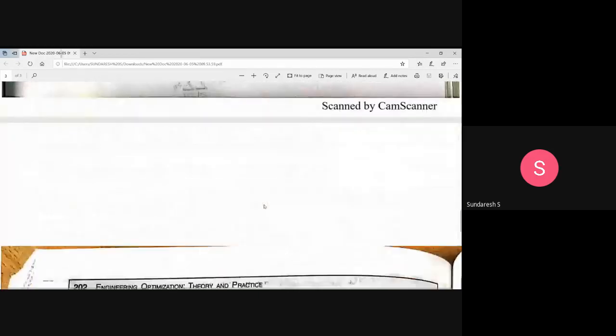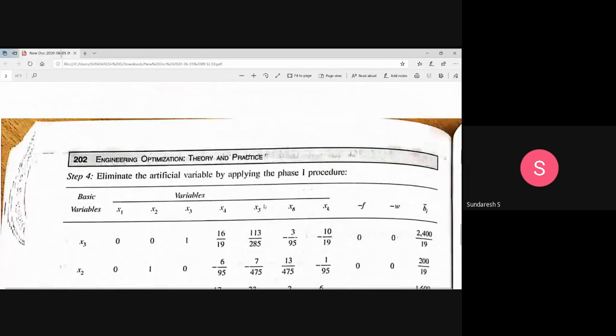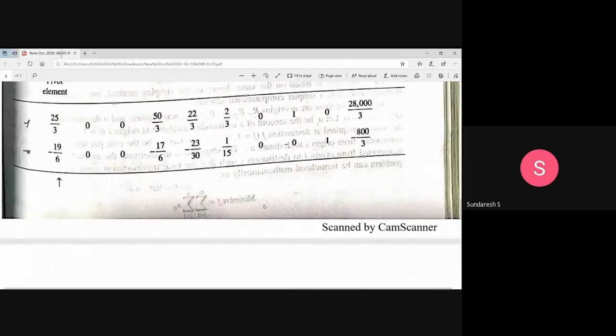Now you have to do the pivot operation here. What we have done here is that these values also remain the same.